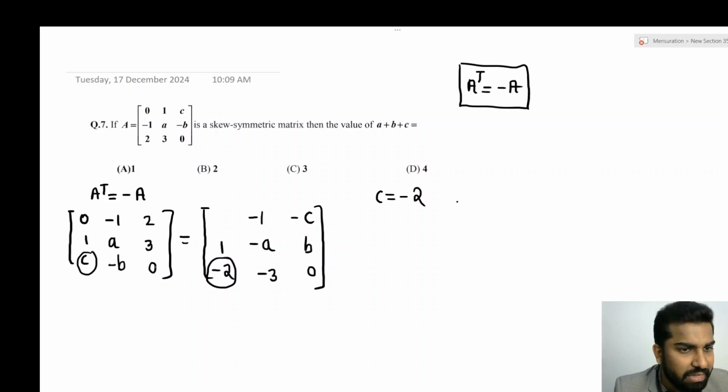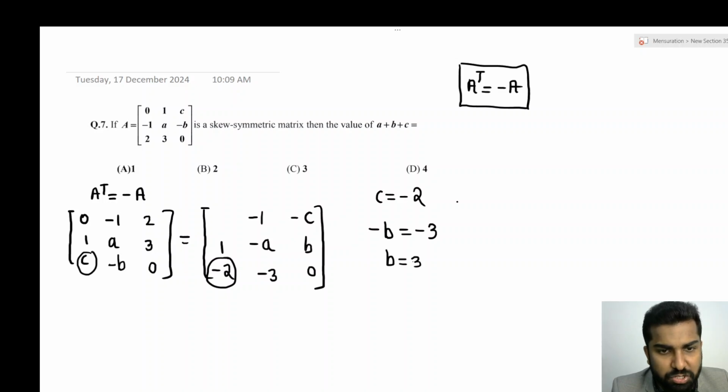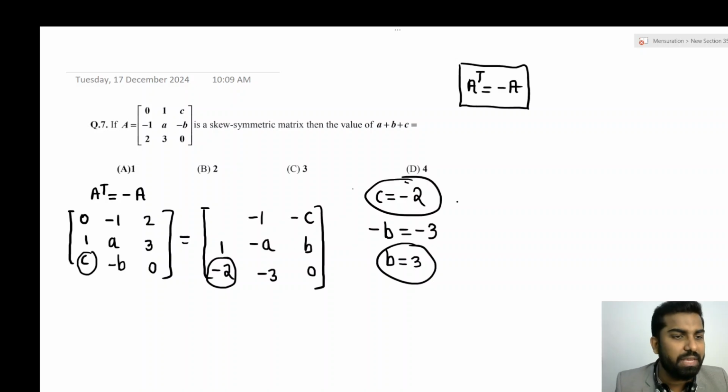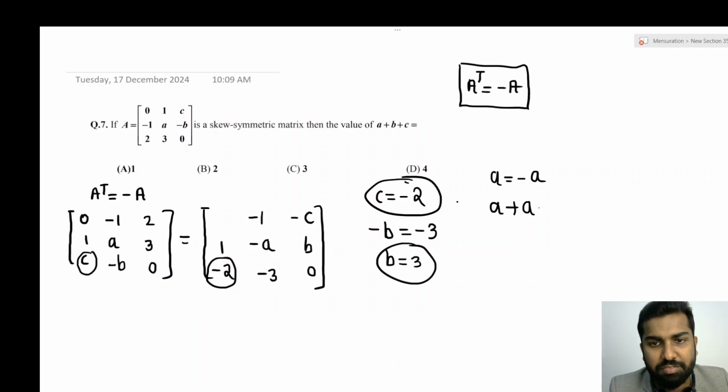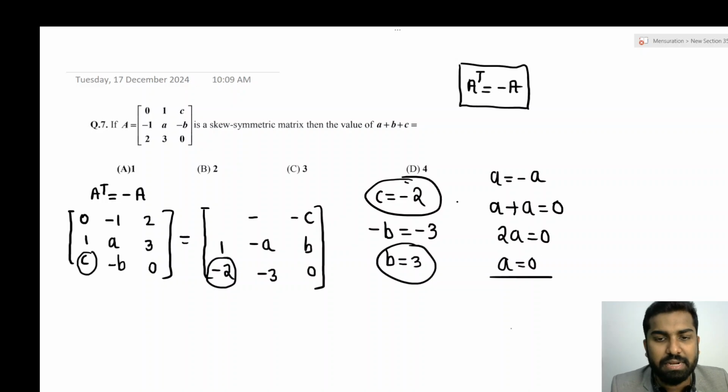As simple as that. Then what about the next? Minus B corresponds to minus 3, so B will be equal to 3. So I got the value of B and C. Now what about A? The A part is the middle term. This A and minus A are equal. A equals minus A is only possible when A equals 0, right? So A plus A equals 0, 2A equals 0, which means A will be equal to 0. Then only A and minus A are equal. So we got the values of A, B and C.